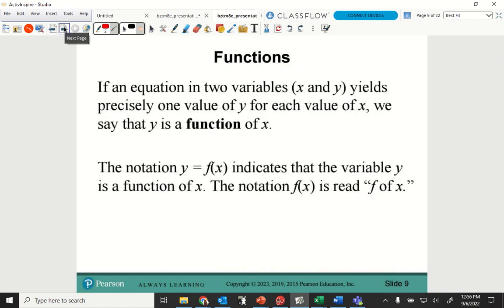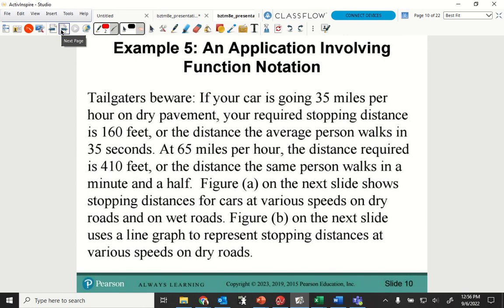All right, if an equation in two variables x and y yields precisely one value of y for each value of x, we say that y is a function. So this is asking a question: is it a function? And I have an amazing analogy for this.